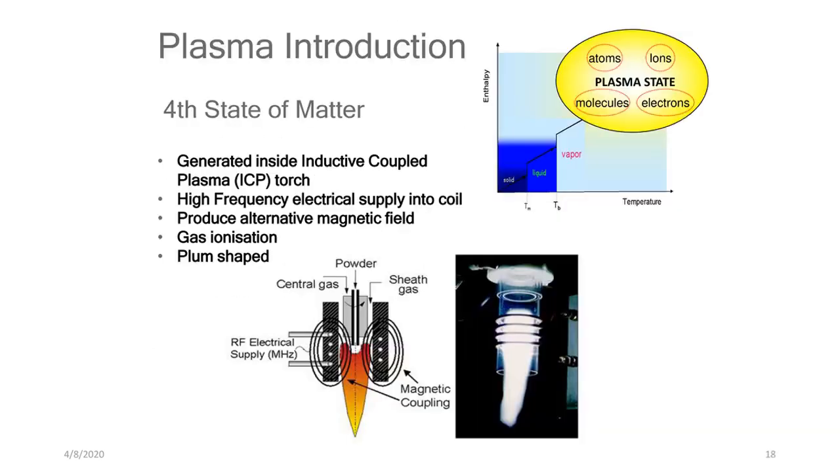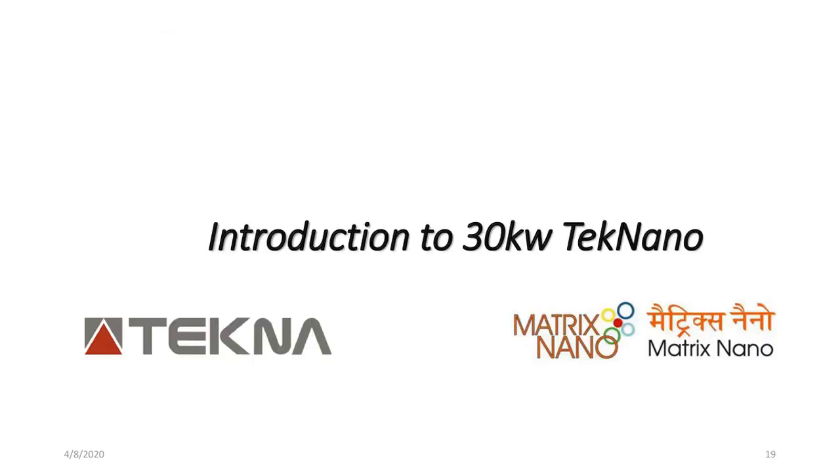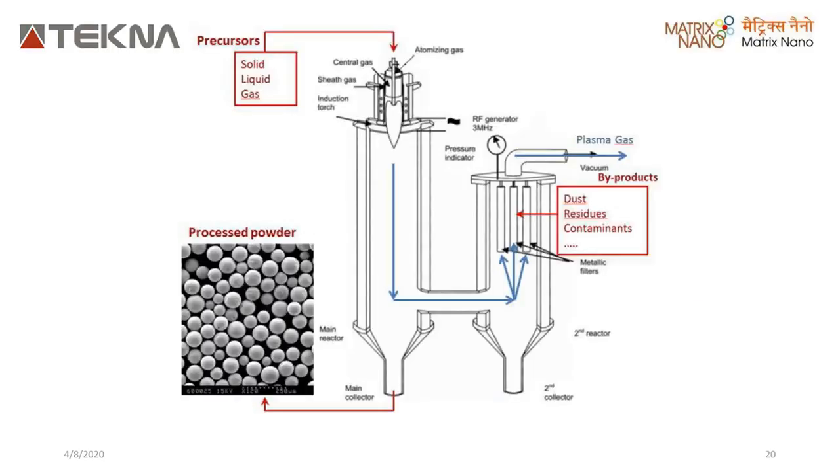Going ahead, yes, we are introducing now. Let me introduce you to my machine. That is a 30 kilowatt plasma system which is used for the nano material synthesis. So the whole process on how the material is synthesized is simple.